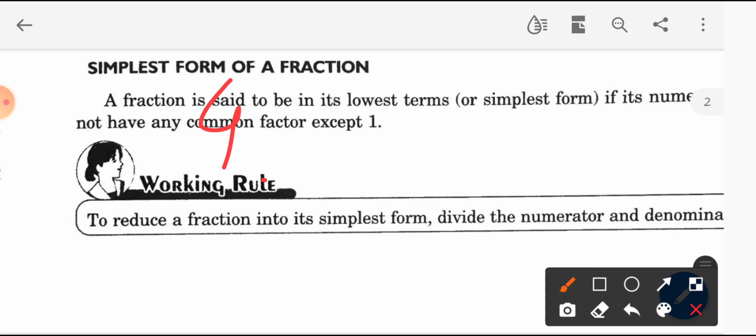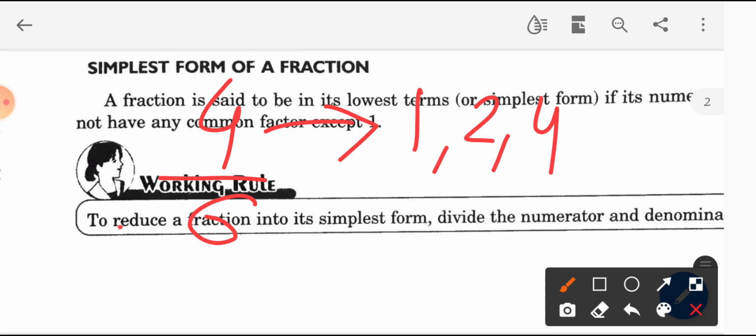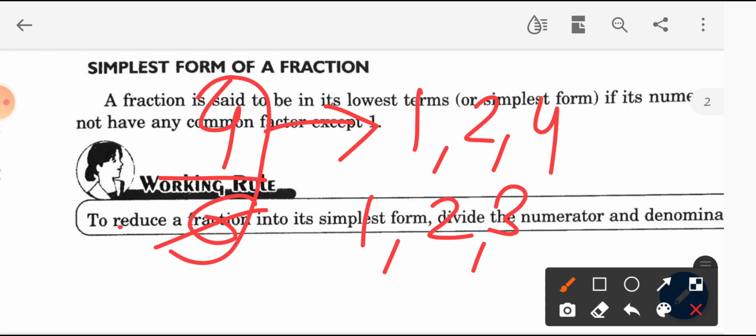Or we can take 4 by 6. What are the factors of 4? 1, 2 and 4. Factors of 6 are 1, 2, 3 and 6. So 4 by 6 is not in simplest form. It means we can reduce it into smaller numbers again.